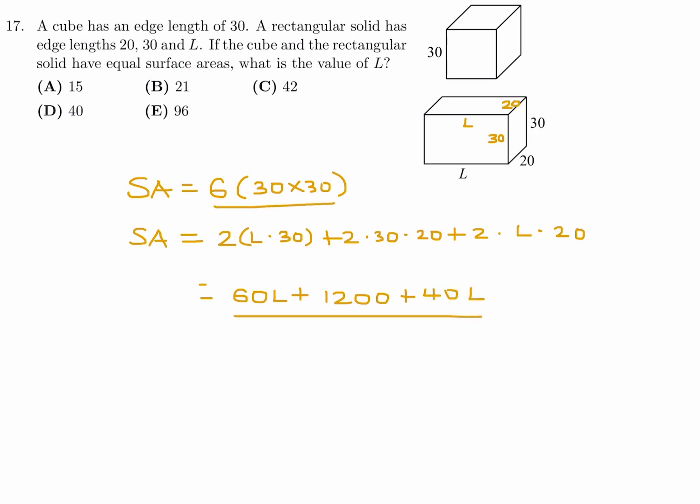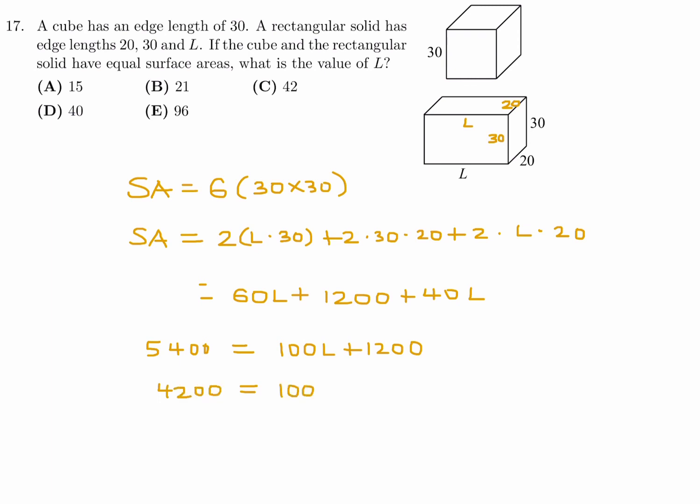They tell me that they have equal surface areas. So equate them. And this side here, that's 6 times 30 times 30 is 5400. And then this side becomes 100L plus 1200. And bring the 1200 over and you get 4200 is 100L. And therefore L is equal to 42. So number 17, the answer is C.